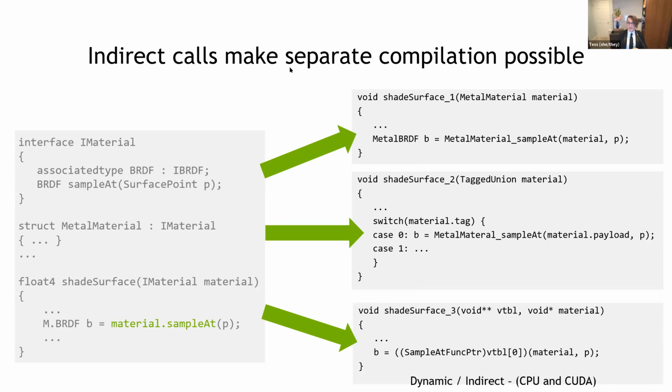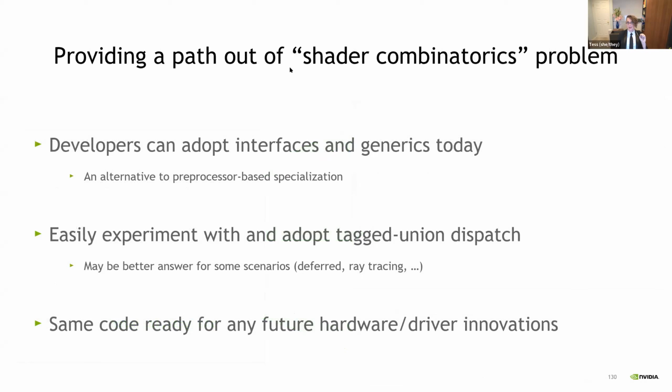So this ability to generate different kinds of code from the same input was something that we intended from the start because it is a clear way to get developers a path out of this shader combinatorics problem. We gave them an answer that they can adopt generics and interfaces today as an alternative to preprocessor-based specialization and not lose any performance. And once they're in that world, they can easily experiment with and adopt tagged union styles of dispatch in cases where it makes sense, whether that's ray tracing or deferred shading.